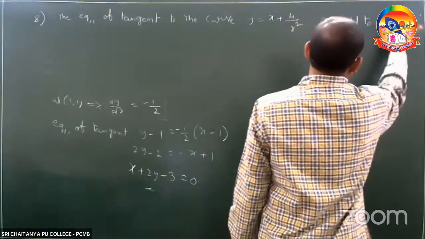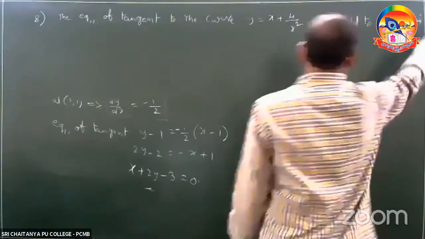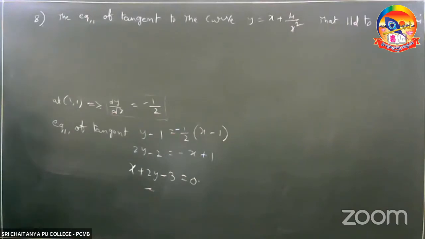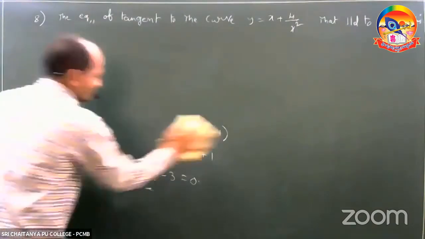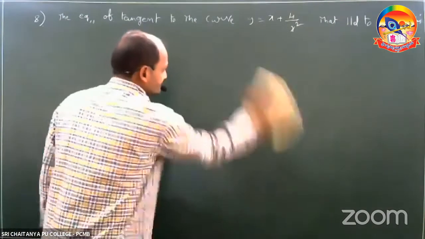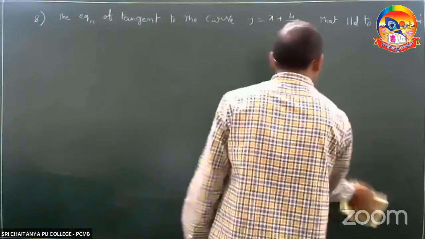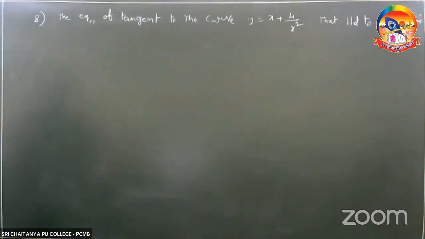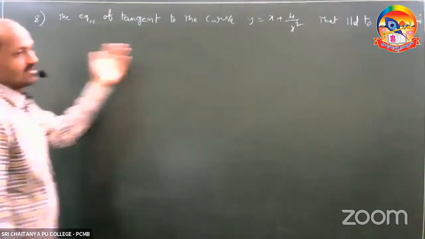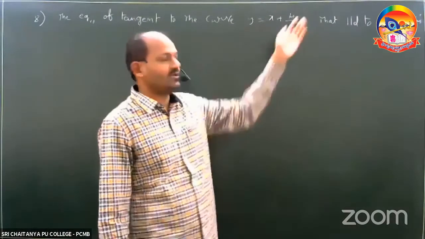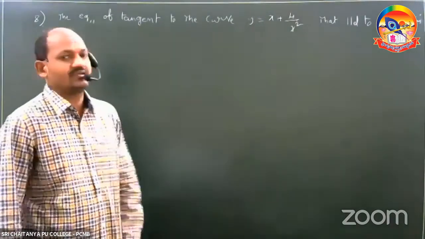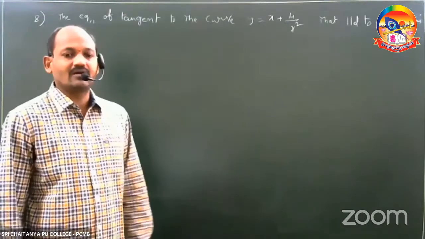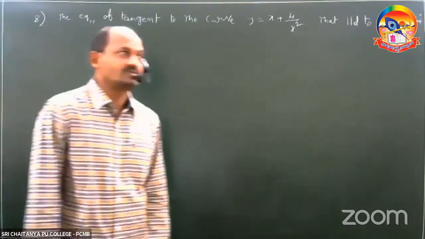that parallel to x axis is. The equation of tangent to the curve y is equal to x plus 4 by x square that parallel to x-axis. Any line parallel to x-axis means slope is 0.